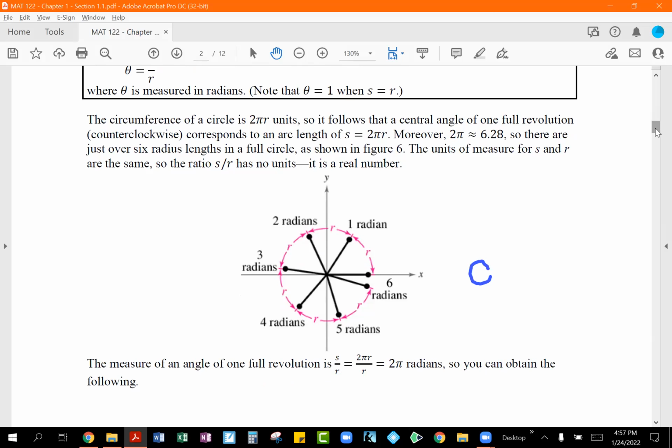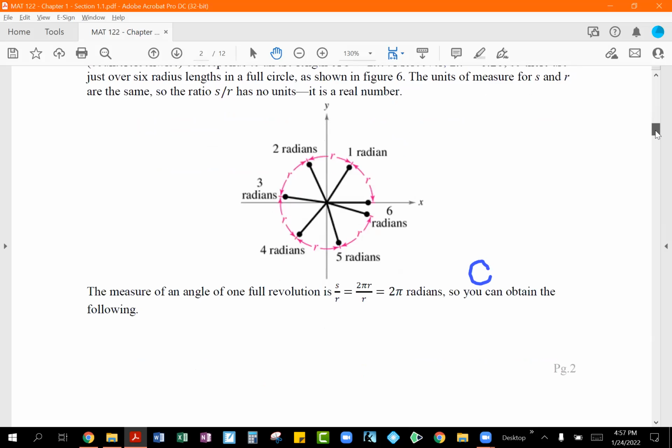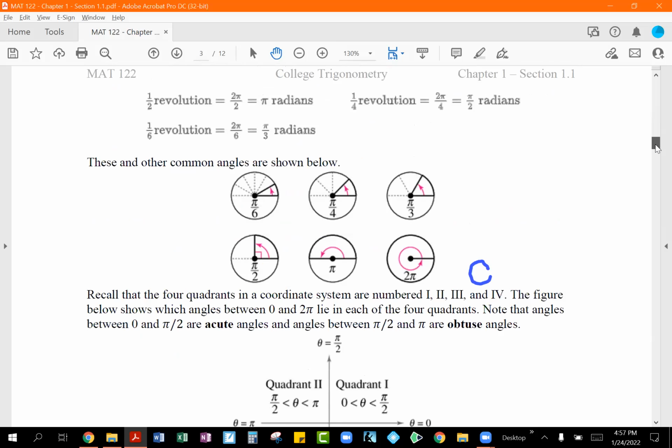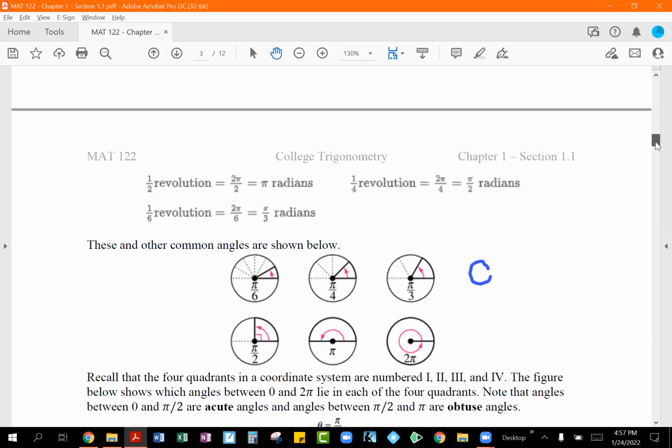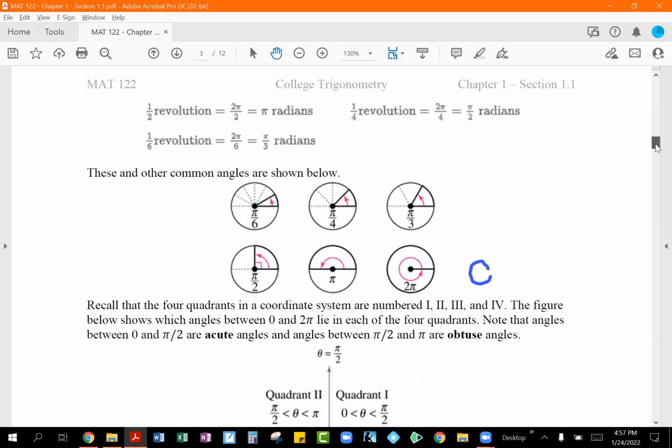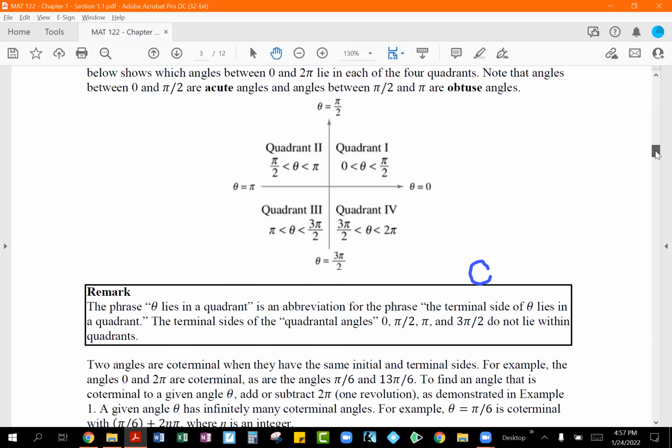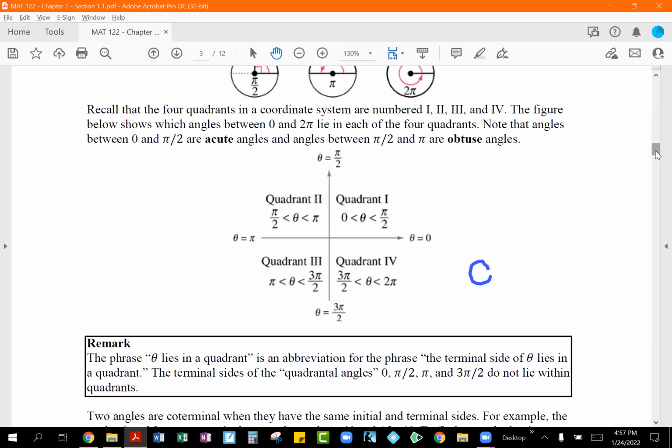So that's, like I said, just a little over 6 radians of angle measurement. And then we also talked about how, depending on how many revolutions you go around the circle, you can calculate your angle measurement. And then, of course, based on your quadrants, you can know what angles are going to fall under quadrant 1, quadrant 2, quadrant 3, and quadrant 4.